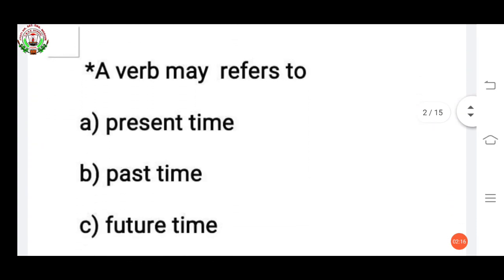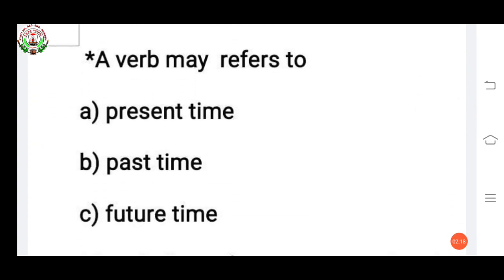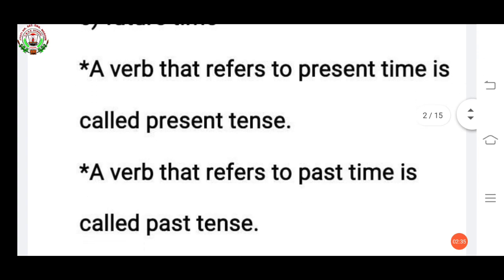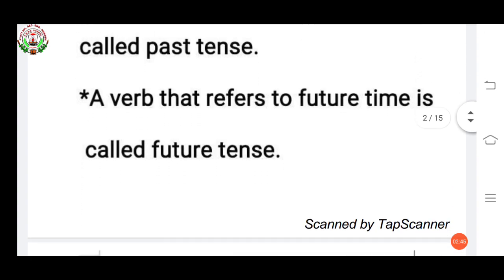Now see, a verb may refer to present time, past time and future time. Present time means the time is going on now. Past time, that is over. And future time, that will come. A verb that refers to present time is called present tense. A verb that refers to past time is called past tense. A verb that refers to future time is called future tense.